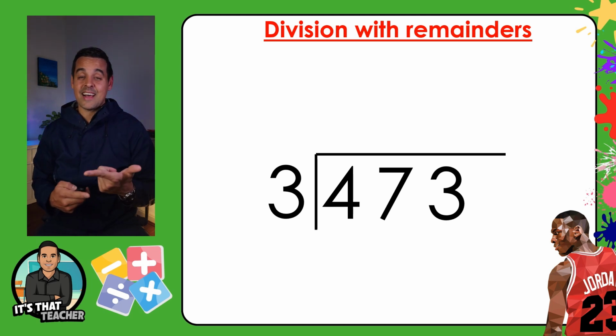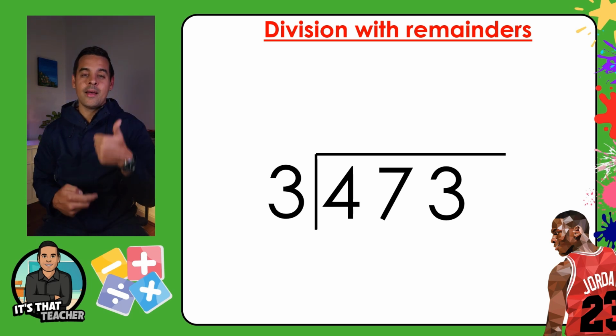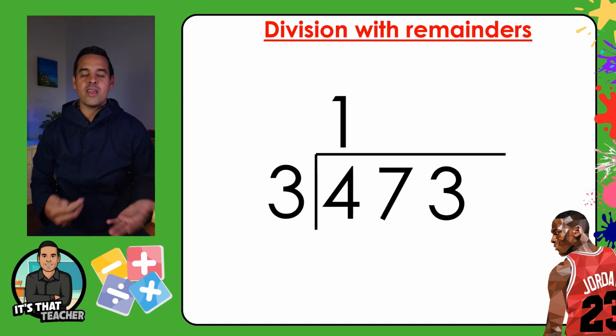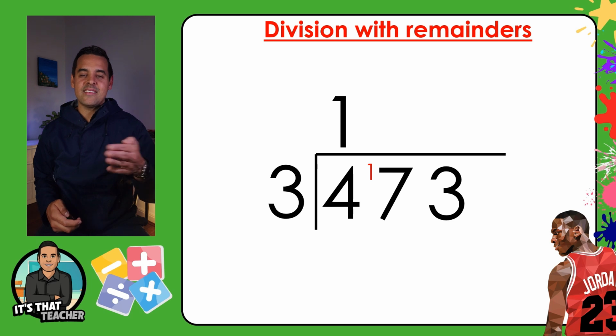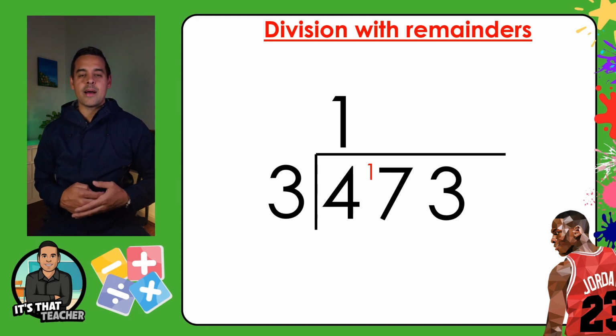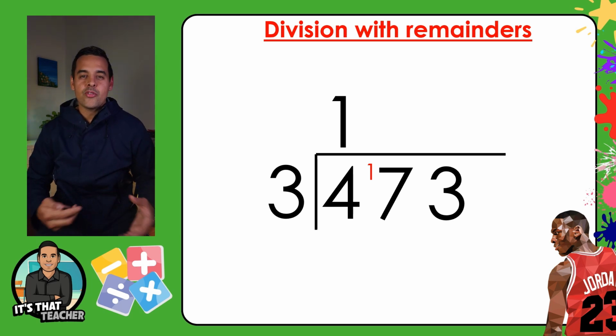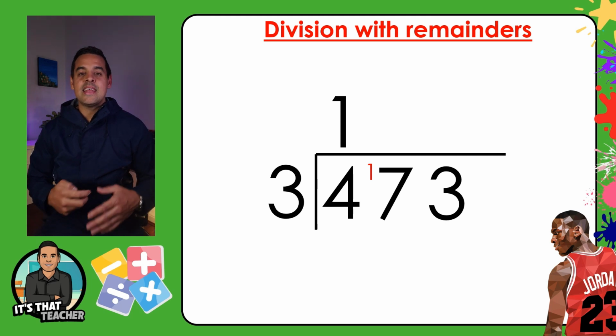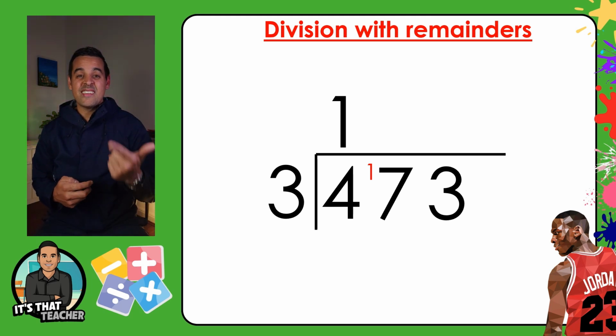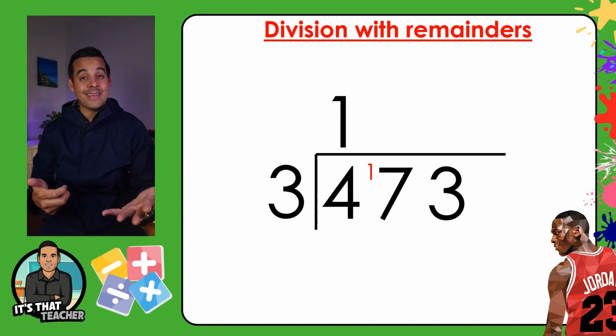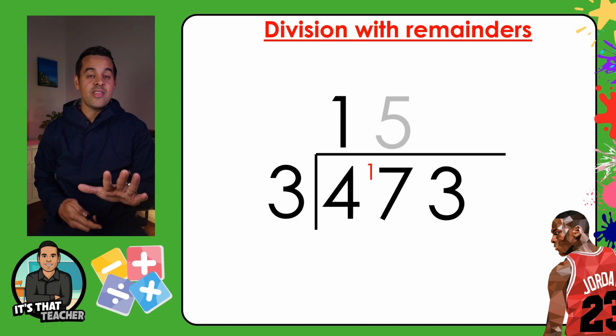Now, how many 3s can fit evenly into 4? 3, 6. Can't be 6 because it's more than 4, go back. 1. Now we've used 3 of the 4. That 1 needs to go next to the 7. That 7 now becomes 17. How many 3s can fit evenly in 17? 3, 6, 9, 12, 15, 18's too many, go back. So you've got 5 there.